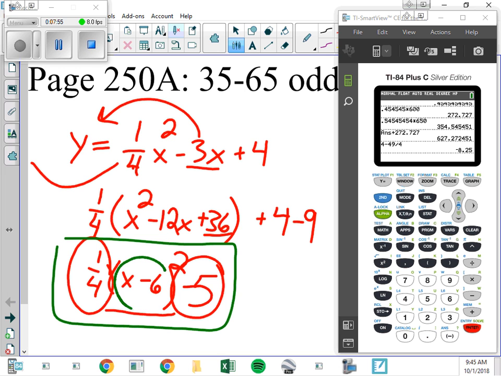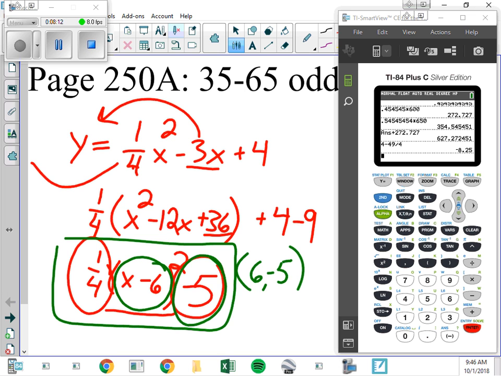So this tells me to move right 6, and this tells me to go down 5, so the vertex would be 6 comma negative 5. So that's the only difference between the first section and the second section.